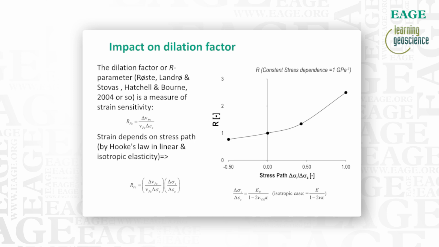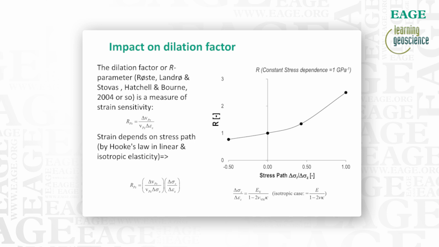The relative velocity change with respect to stress, that's the stress sensitivity, multiplied by a stiffness. And the stiffness is a function of the stress path that follows directly from Hooke's law. The graph that you see draws the R factor as a function of stress path, provided that the stress dependence is constant. That means it does not depend on stress path at all.